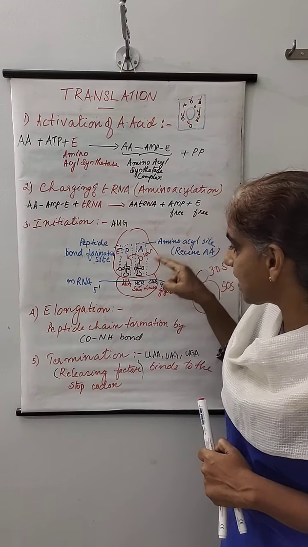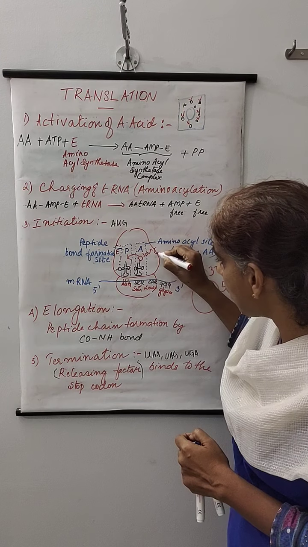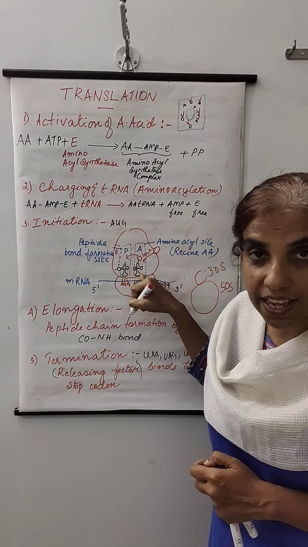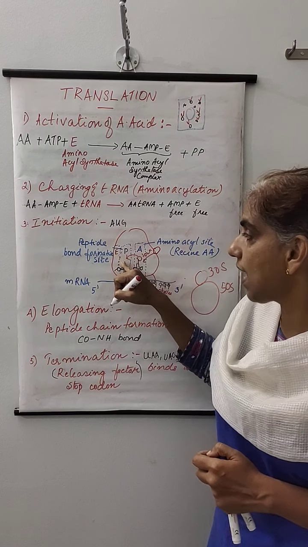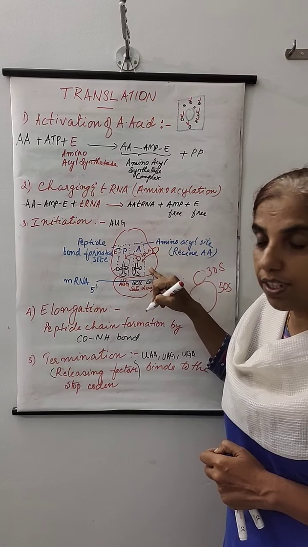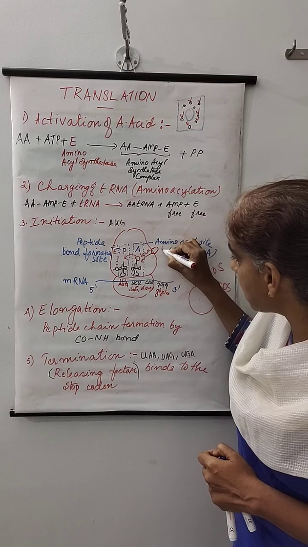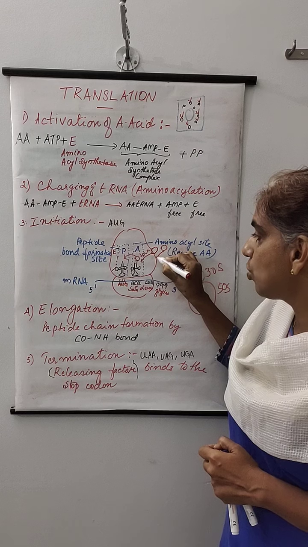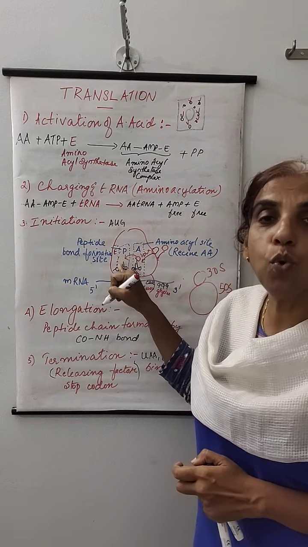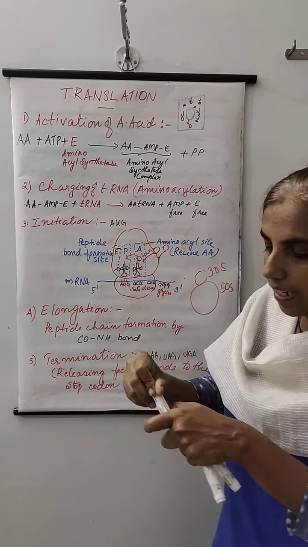Towards this A site now, leucine-carrying transfer RNA is coming. Suppose this is the leucine-carrying transfer RNA. This will come and occupy the A site. So from the A site, serine has now gone to the P site, and this A site is now occupied with leucine. After that you can see glycine. Glycine is the third amino acid coming. So now the glycine will come to the A site, and the previous tRNA will go to the P site. It keeps going along the messenger RNA, just like that.